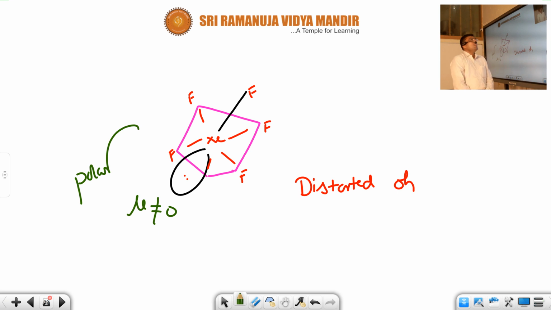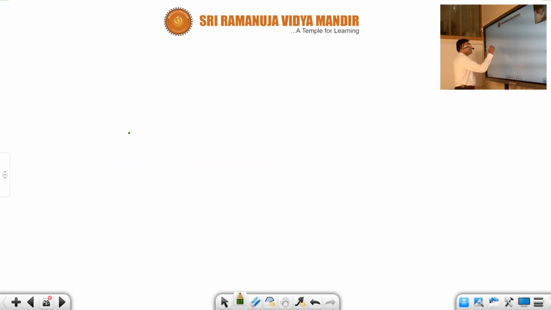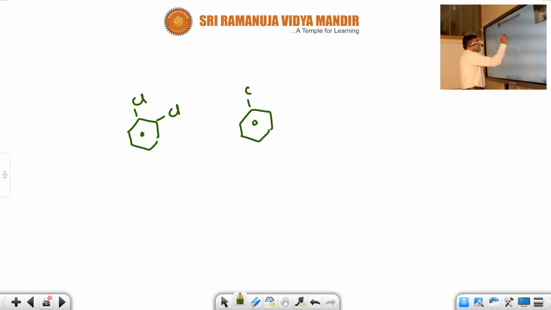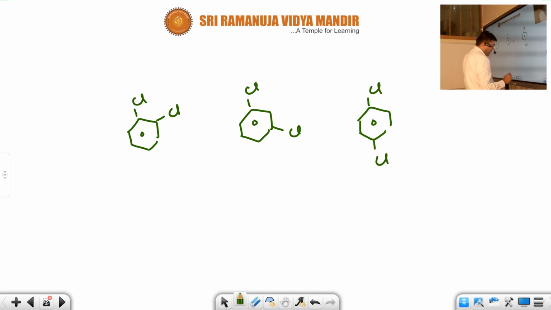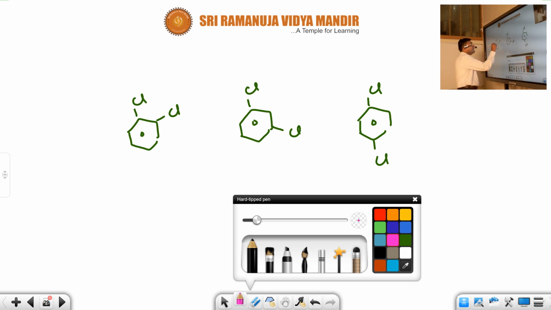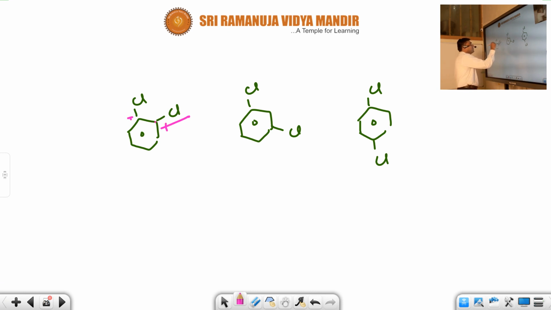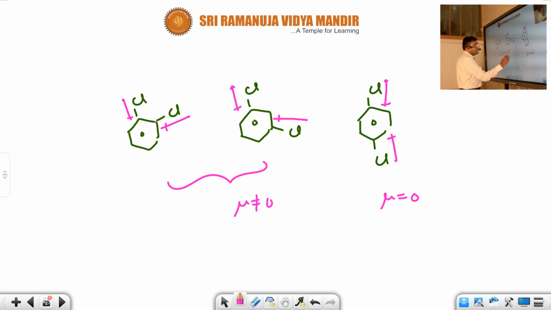Students, this is how you can understand the bond polarity in different systems. Now, let us see some more systems. Students, have a look. This is 1,2-dichlorobenzene. This is 1,3-dichlorobenzene. This is 1,4-dichlorobenzene. Mind you, here this is carbon and this is chlorine. The dipole moment should be towards chlorine. Similarly, this is this side, and similarly, this is this side. So here the bond moments are cancelled. Mu is equal to 0. In these cases, mu is not equal to 0.